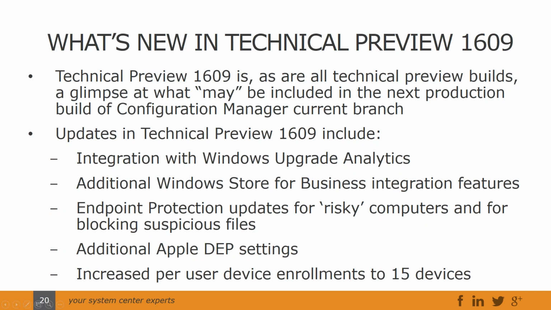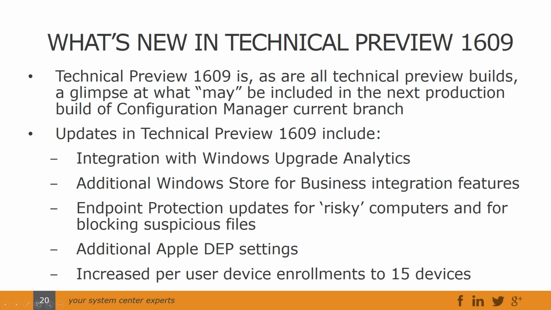Whereas in the production current branch scenarios, you get builds every 4 months: 1511, then it was 1602, and that was just a timing thing because of Windows 10, then 1606, and we're expecting the next one to be production 1610. Could be 1611, but likely it'll be 1610. Whereas in technical previews, you get a new build every single month. I think the first one was like 1509, and every month since then there's been a technical preview release. So there, again, glimpses at things that might happen in the future.